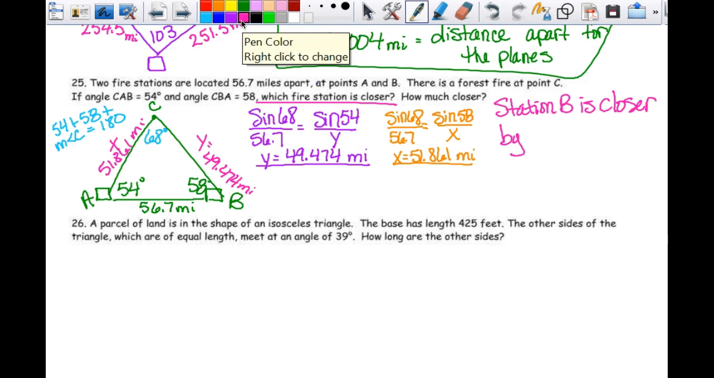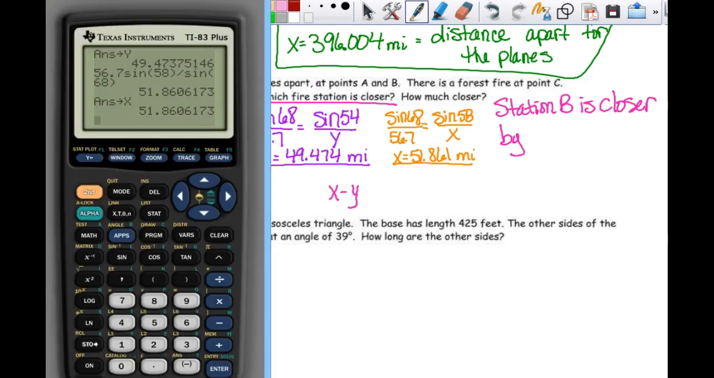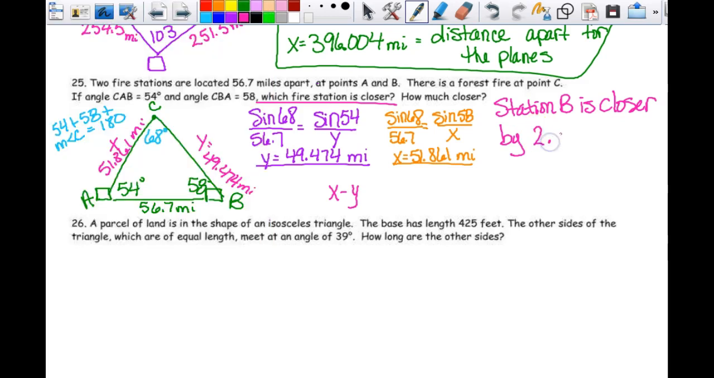So then I need to subtract the two. So what I'm doing here to get how much closer it is is basically just x minus y. This length minus this length. So that's what I'm going to do in my calculator. X minus y. There's my answer. And so station B is closer by 2.387 miles. There you go.